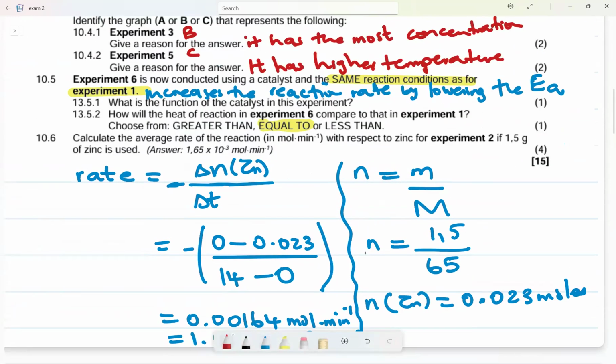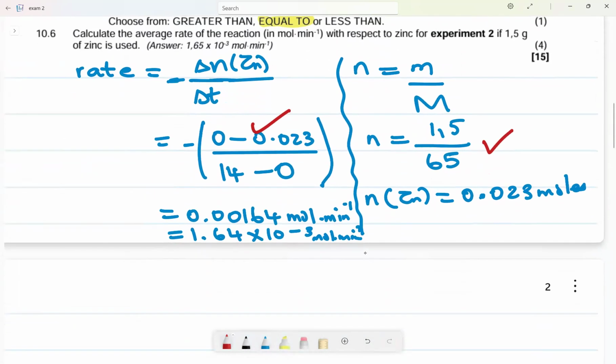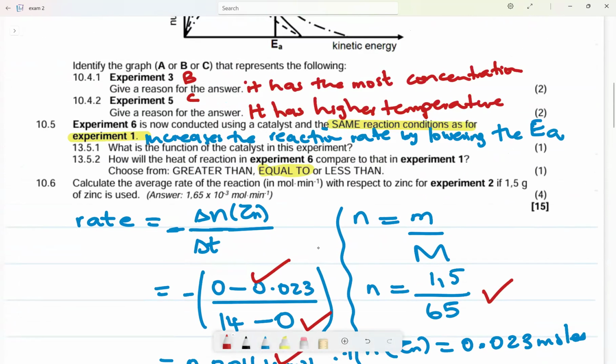The first mark that you'll get is for seeing that you need to convert the mass into number of moles, then substituting here, then substituting also here, then getting the final answer. Okay, yes. Now if you do not put the negative here, the answer that you'll get is negative. Maybe they might accept that or not.